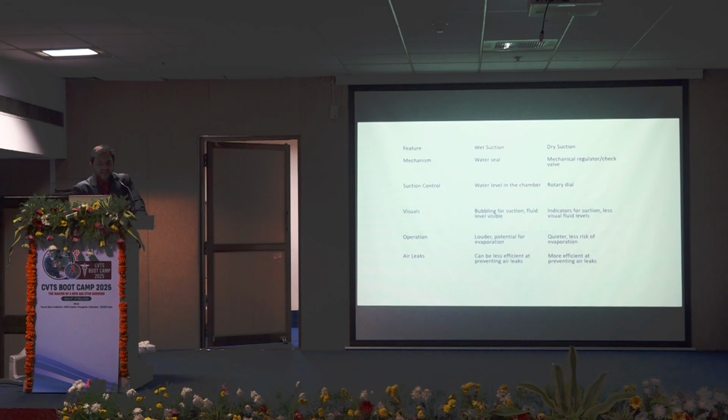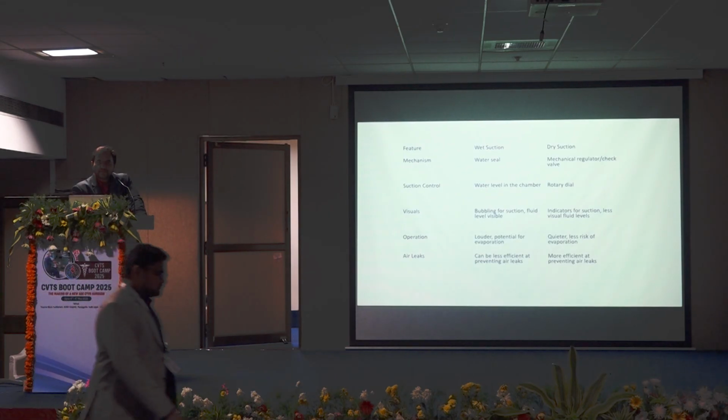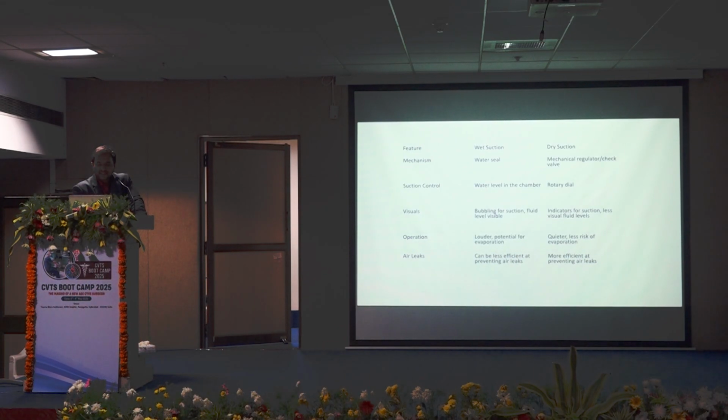Differences between the wet and dry suction system. Mechanism: the wet suction system uses a water column. There is a mechanical regulator in the dry suction system to keep negative pressure in the intrapleural cavity. In wet suction, the water level in the chamber controls the suction. Here in dry suction, a rotatory dial will be fixed at a particular negative pressure. The bubbling for suction and fluid levels are very easily visible in the wet suction, whereas there is a less visible indication of suction and fluid levels in the dry suction system.